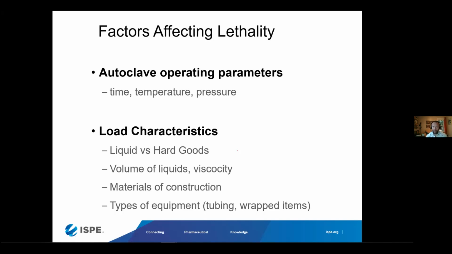Something that I think is a hot topic right now in our industry with regards to audits and expectations from regulations is how we're controlling the load within the autoclave, because this affects lethality and microbial kill. So how do we have a cycle prepared, the equipment prepared for the cycle? How is it wrapped? What are the materials of construction of the equipment? If it's liquids versus stainless steel or plastic items, all of this needs to be tested during the validation and controlled during day-to-day operations. So this is a hot topic, and we'll touch on that a little bit more as well.